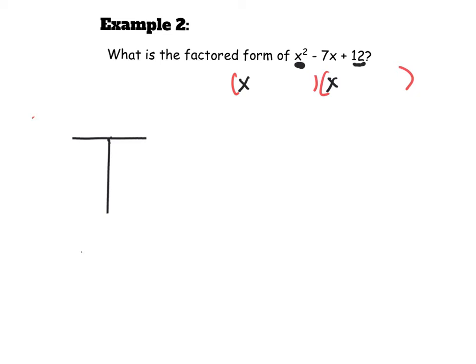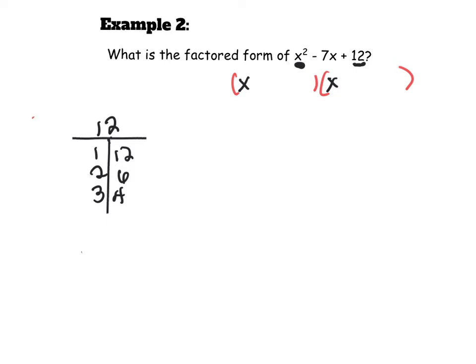We're going to take the last term and list all of its factors. So I'm going to start listing all of the two factors that multiply together to get the product of 12. For example, 1 and 12, 2 and 6, and 3 and 4. Now I've listed all of my factors.